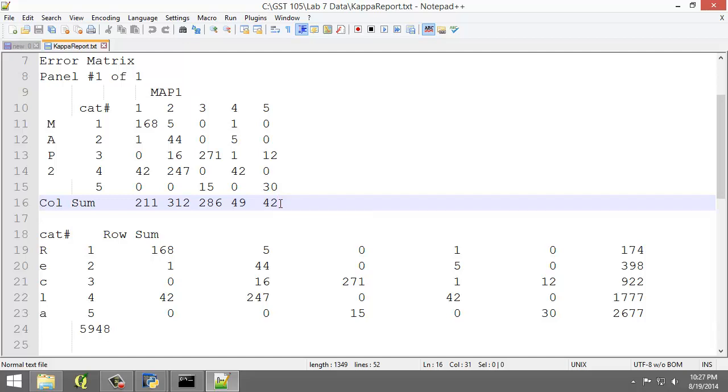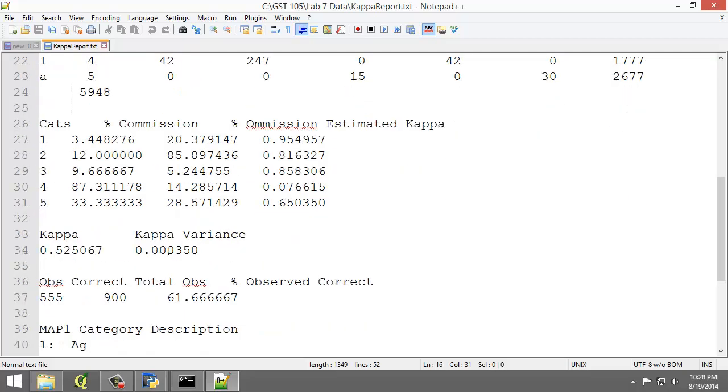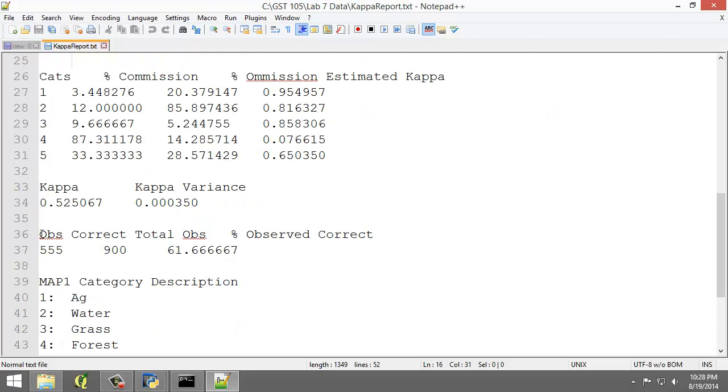So if we divide the number of cells classified correctly by the number of reference cells, we get 555 divided by 900, which equals 0.6166, which represents a 61.66% accuracy rating of the classification. And this is reported in lines 36 and 37. I'm going to scroll that down here. There you go. Essentially, this is the overall accuracy measure from the Kappa report.